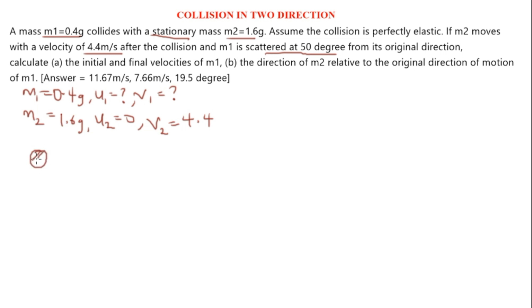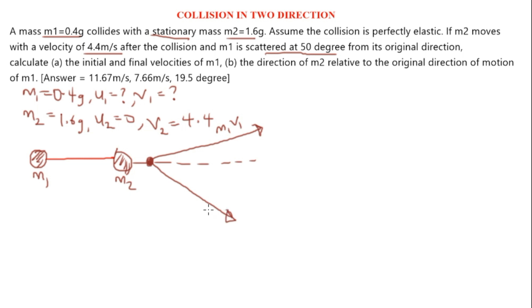Let this be mass m1 which collides with another mass m2. Suppose that this broken line is their initial position. So we assume that m1 is being scattered towards this side, so that m1 v1, that's the momentum, and then we have this for m2 v2. Let's call this beta and let's call this alpha.